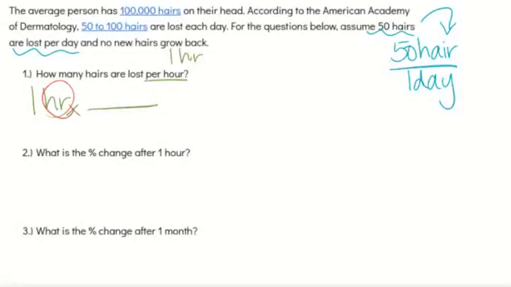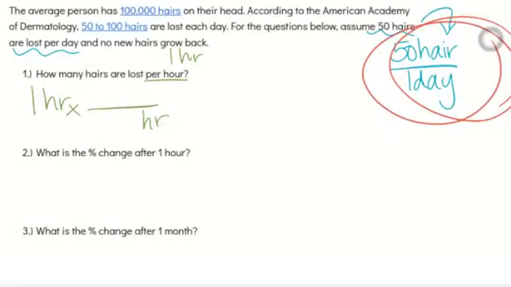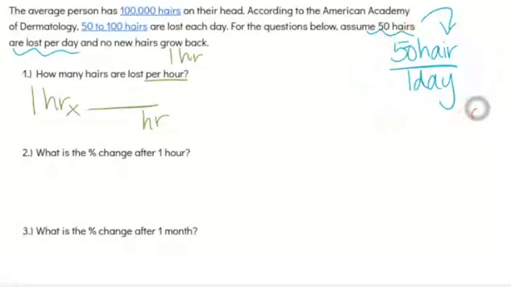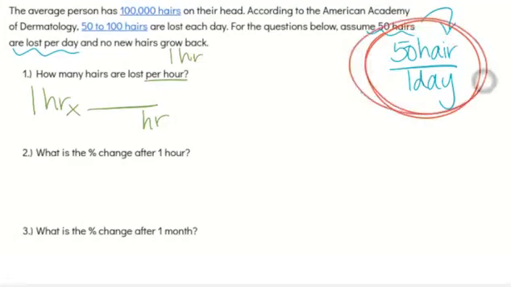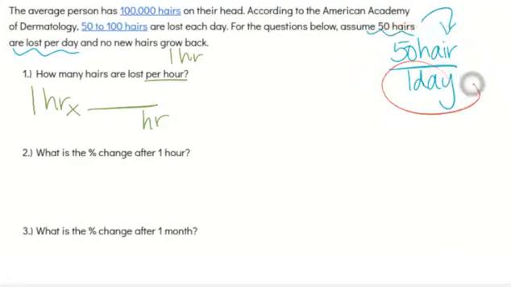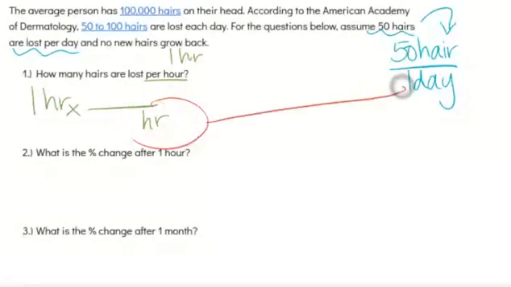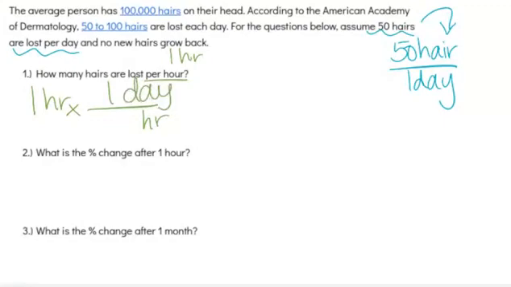I want hours to cancel out with hours, so I'm going to write hours in the denominator. Then, looking at my setup, I have 50 hairs per day, which doesn't help me just yet. I know hours cancels out with hours, but I can't use 50 hairs per day yet, because hours is a measure of time and day is another measure of time. I have to somehow get hours to be converted into days. And hopefully you know that if I have 1 day, and I ask you how many hours that is, you would say 24.